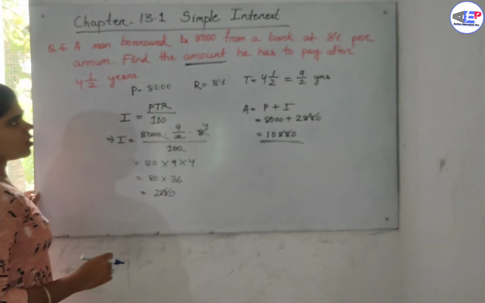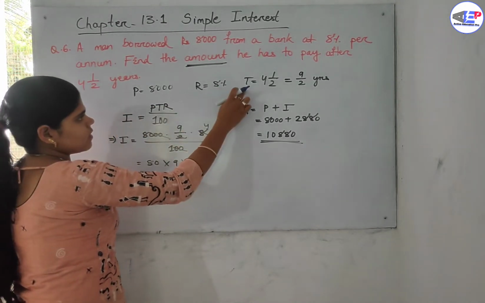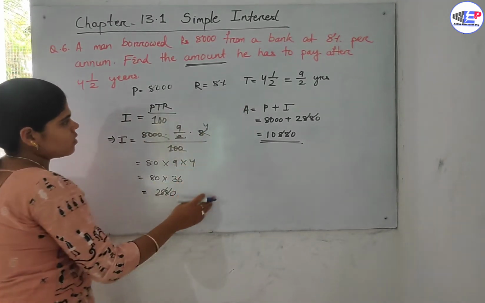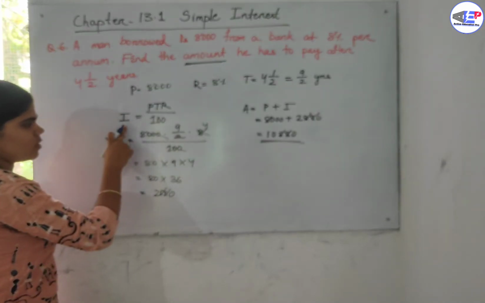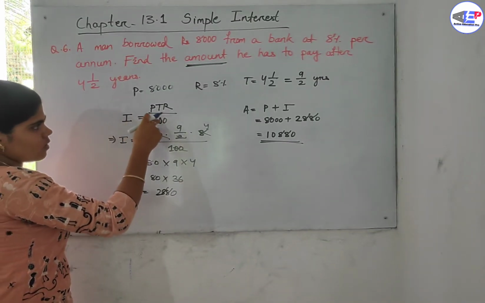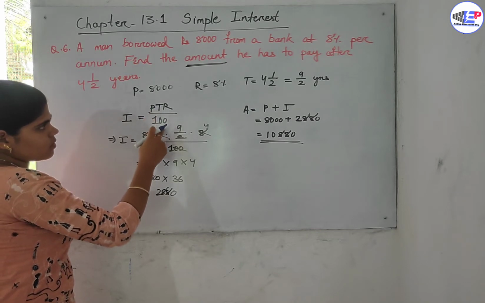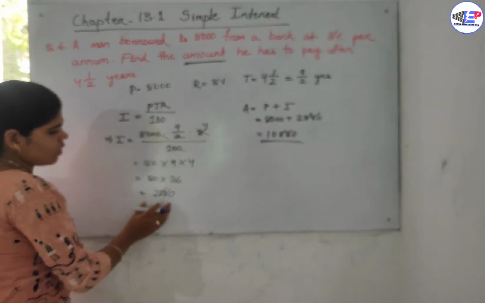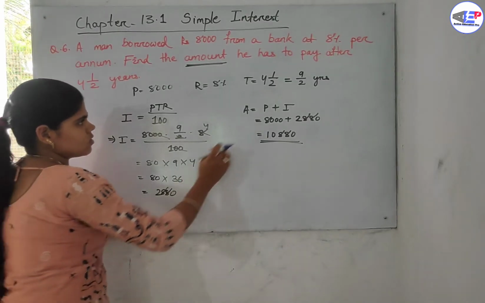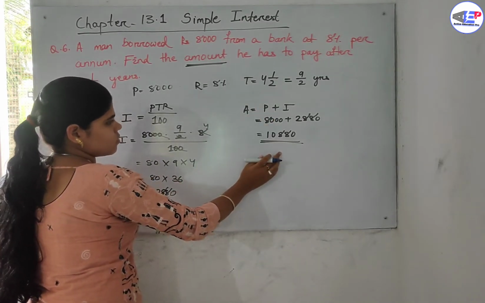So once again I repeat it. Here P, R, T, these three are given to us, and we have to find out the amount. So first you have to evaluate the interest, and putting the formula PTR upon 100, put the values of P, T, R respectively, find the interest value and then add this interest value with the principal to get the amount.